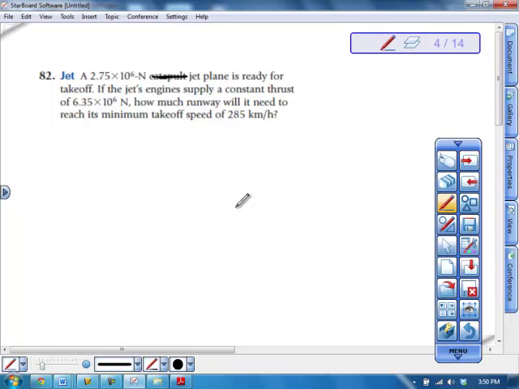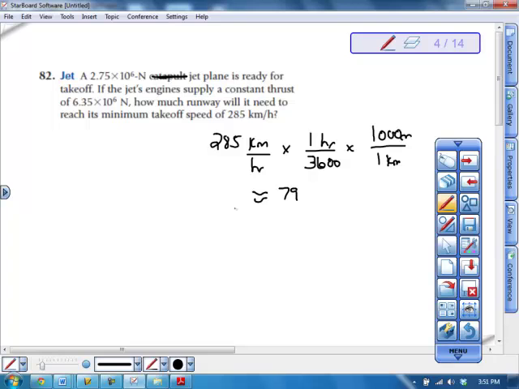First of all, I'm going to convert this to meters per second, because we use meters per second. It's 285 kilometers per hour. So let's multiply by 1 hour over 3,600 seconds, and then let's get rid of the kilometers. We need meters, so 1 kilometer is equivalent to 1,000 meters. This gives us approximately 79.16 repeating meters per second. So we'll just say 79.2 meters per second.